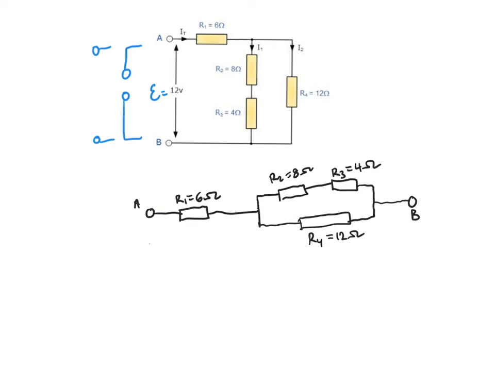Now I know that the potential difference between A and B should be 12 volts in total. The easiest thing to do when we start first is to calculate the total resistance, because that way it can help us find the total current. And from the total current, I can find I1 and I2 afterwards. So, total resistance in the circuit.